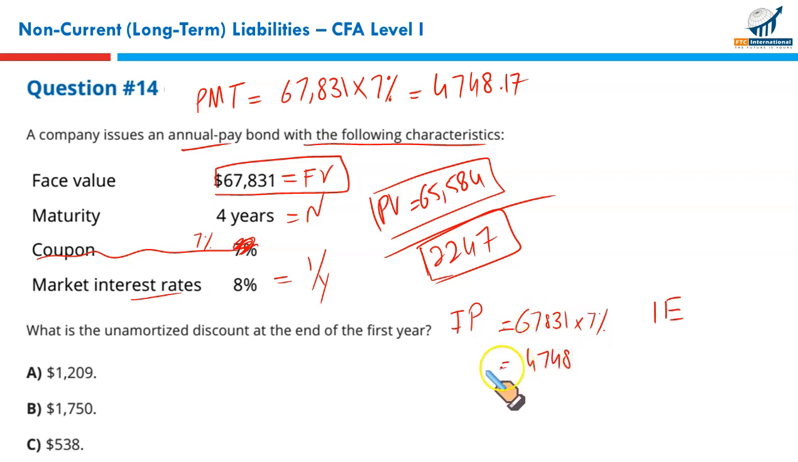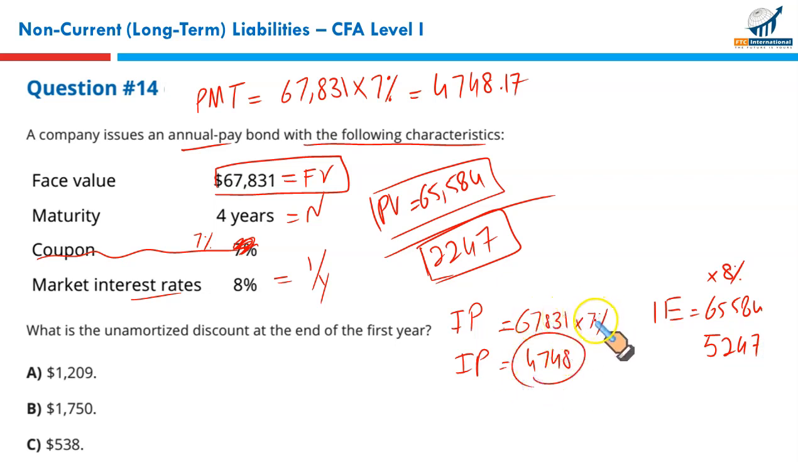4748 for the first year. What is interest expense? Remember, interest expense is calculated at the book value, which is 65,584, multiplied by the effective rate 8%. So 65,584 multiplied by 8% is approximately 5247. This is what you have paid, par multiplied by coupon. This is the expense, book value multiplied by the effective rate.